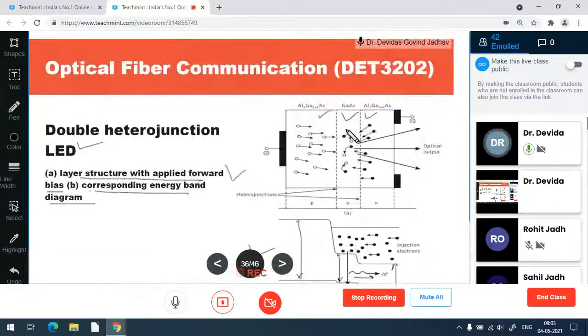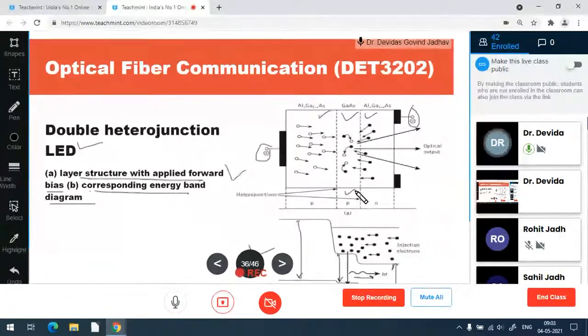This is shown in the confinement layers and active layers in the figure. So here the positive is connected to the P type, the negative is connected to the N side, and the active region here is also in P.